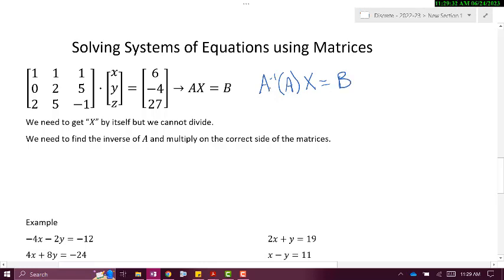Well, we know that an inverse times itself is just the identity matrix, or basically 1, and the identity times X, or any matrix, is just that matrix. Oops, I forgot to multiply the other side by the inverse of A. So X is just the inverse of A times B. And that's how we can solve this system.